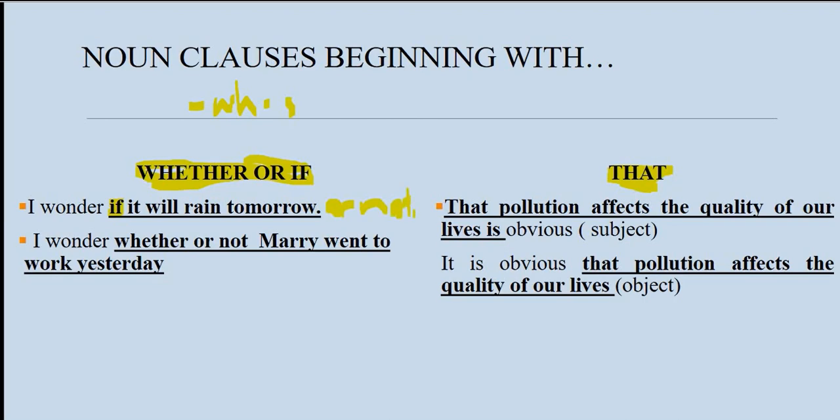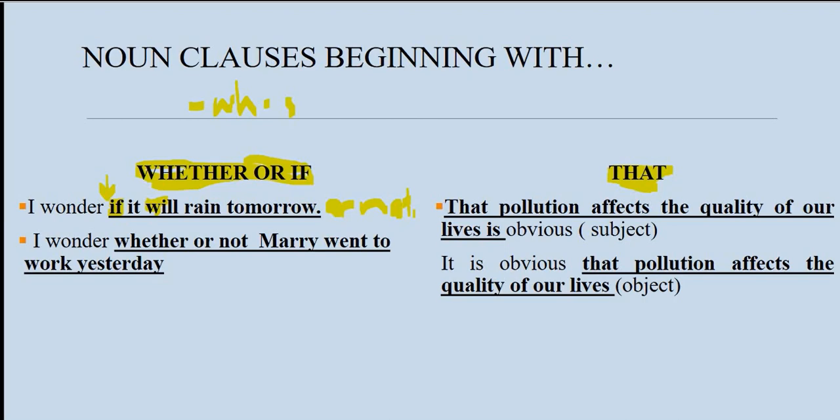Yarın yağmur yağacak mı, yağmayacak mı merak ediyorum. So normally here is a question. Will it rain tomorrow? Yes or no? You can see that the question starts with the auxiliary will. So it is a question starting with an auxiliary. It is a yes-no question. So we use if instead of WH question word. So I wonder if it will rain tomorrow.